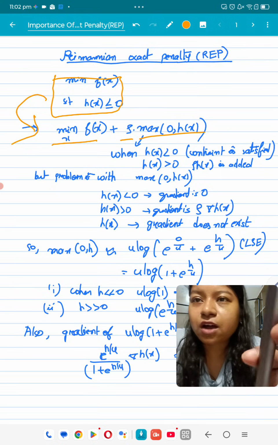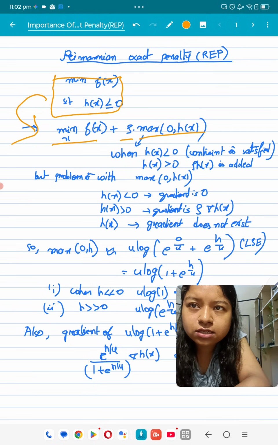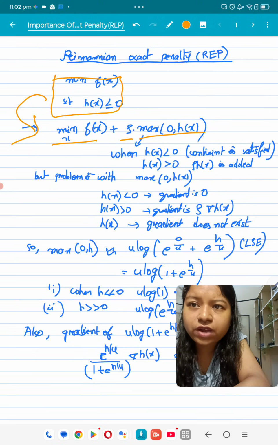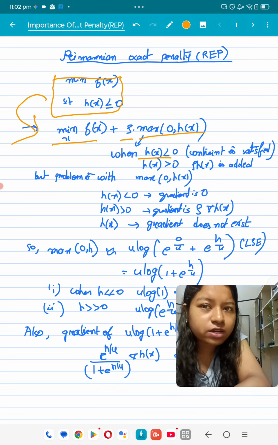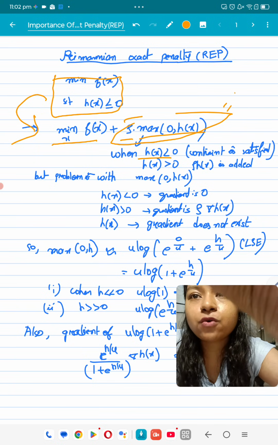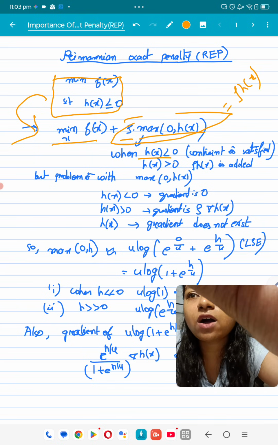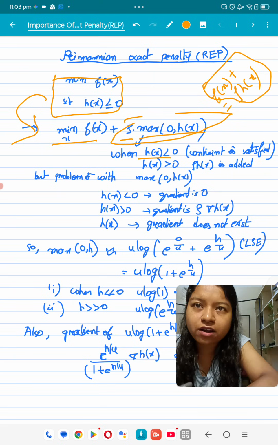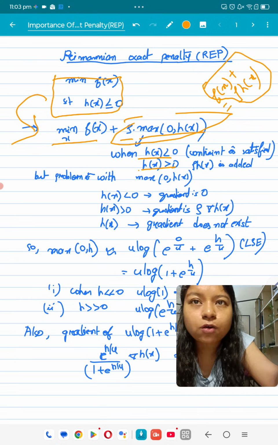I will justify how the max thing comes. Now h of x can be less than 0 or h of x can be greater than 0, right? When h of x is less than 0, then the max of 0 comma h of x will be 0 only, so the constraint is satisfied, no need of this term. When h of x is greater than 0, this term will come as rho of h of x. So our unconstrained problem will be f of x plus rho of h of x. Fair enough, whenever the constraint is not satisfied, that is h of x is greater than 0, our objective term becomes this with some value of rho.